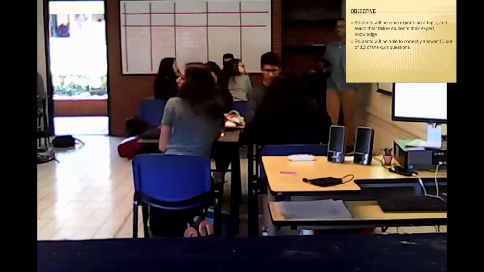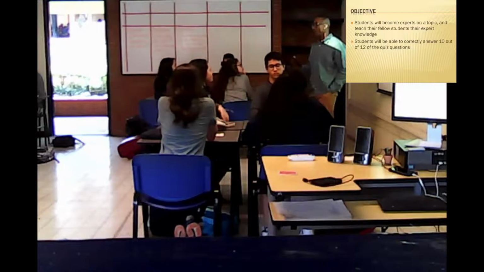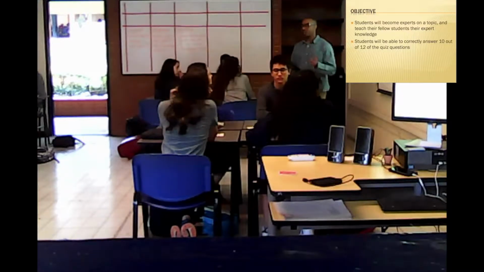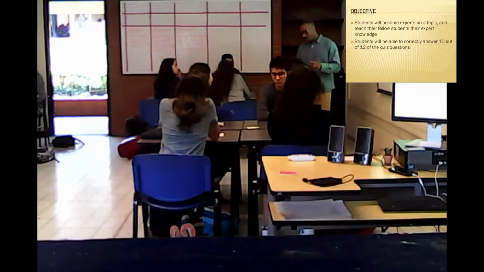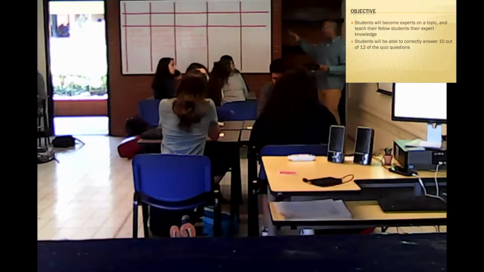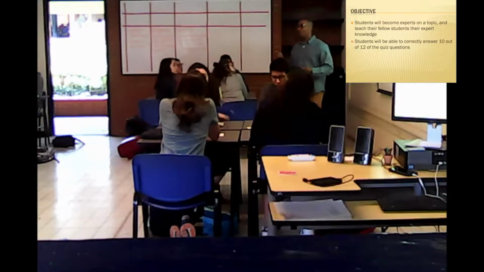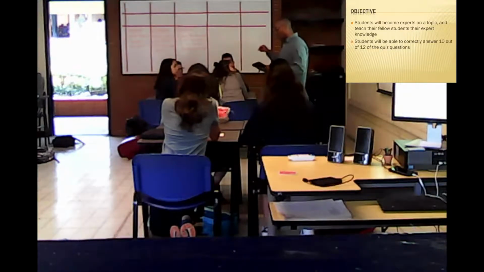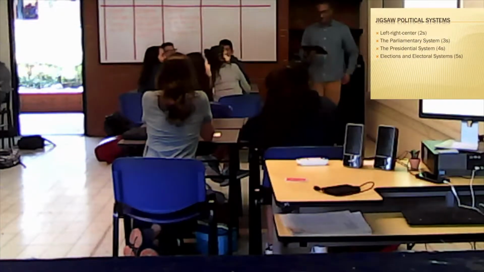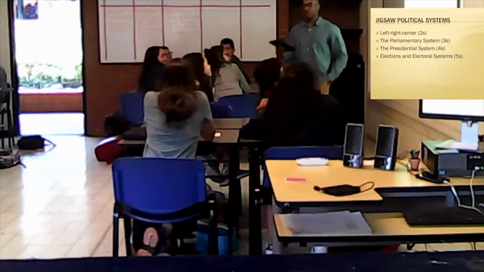So class, in continuing our lessons about political systems, today you guys are going to become experts on a particular political system. So what you're going to do is, in your group that you guys have right now, you all should have a particular corresponding number. All right, so left, right, center is going to be 2s, and I'm going to organize that for you guys in a second.